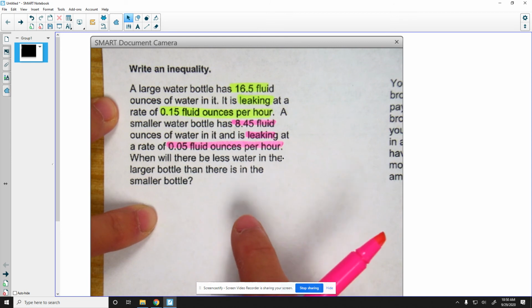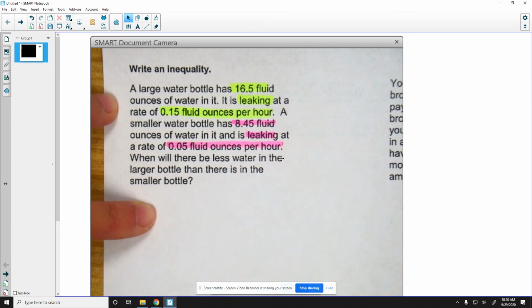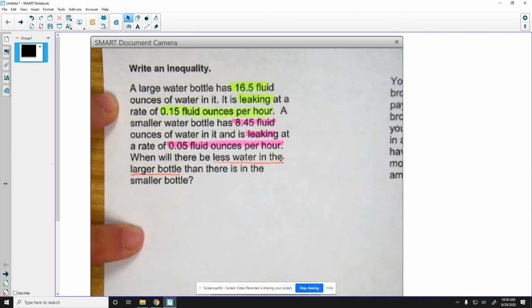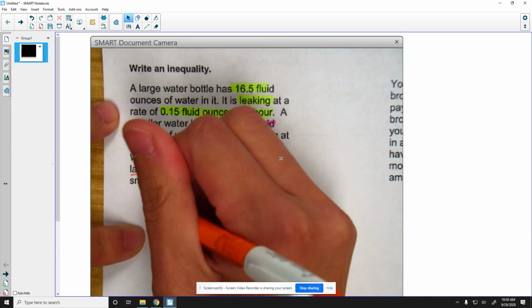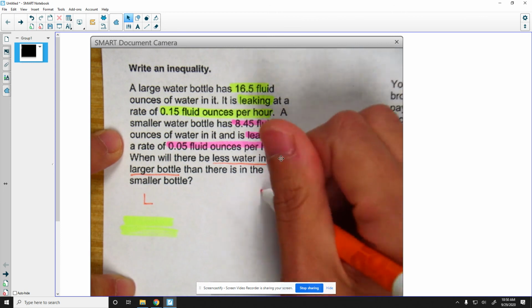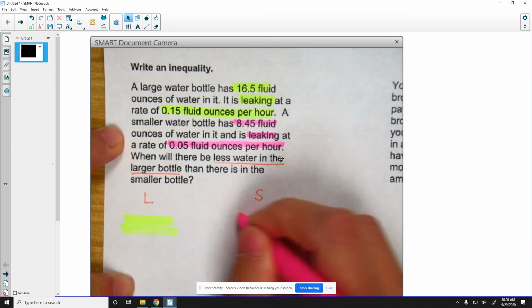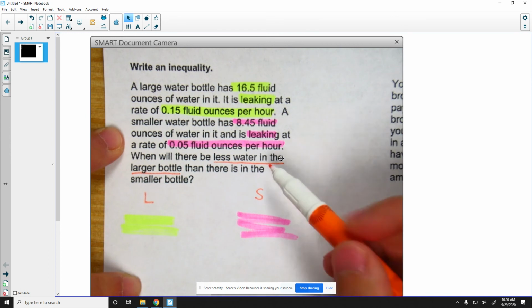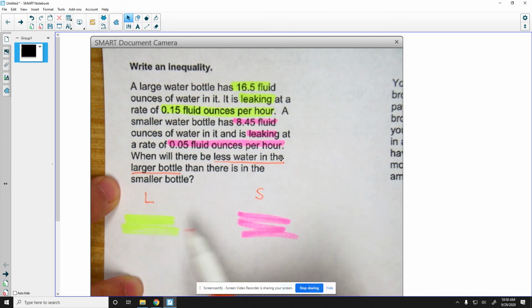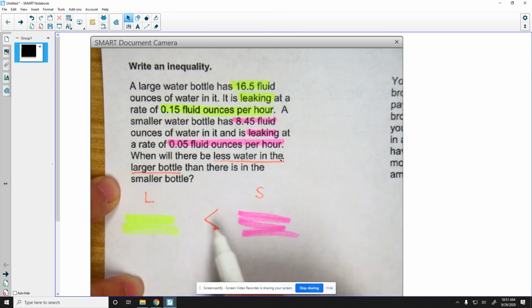So when will there be less water in the larger bottle? So less water in the larger bottle. Okay, so what am I comparing? I'm comparing the large water bottle, which I'm going to write as L, and that's in yellow. And then I have the smaller one that I highlighted in pink. Okay, less water in the larger bottle. So who is the alligator eating? Brooke? Yeah, if larger is less, that means smaller is bigger, right?